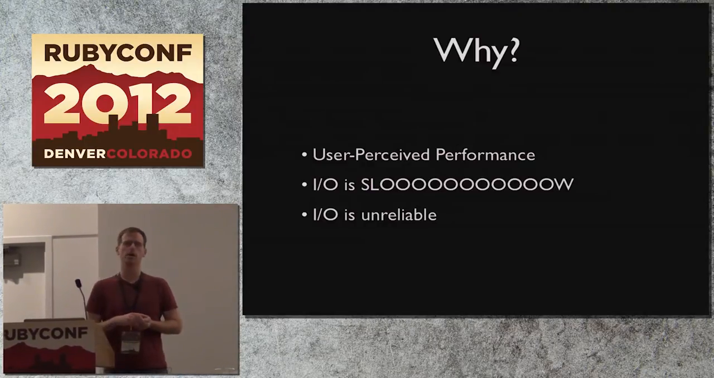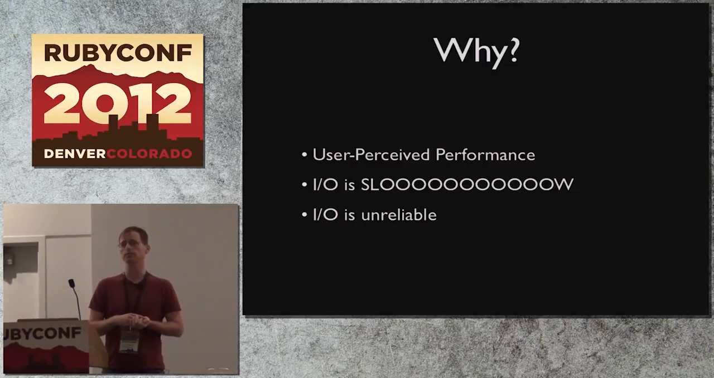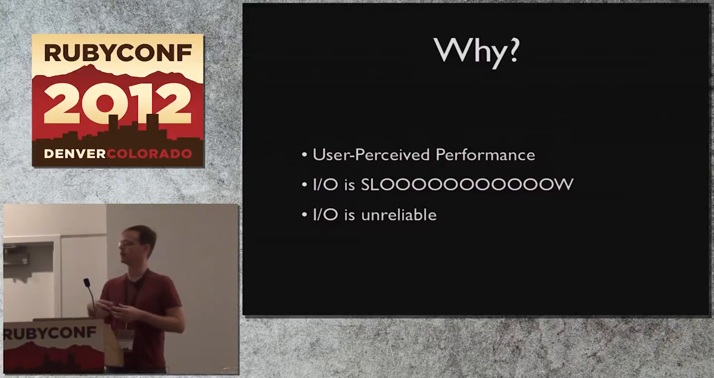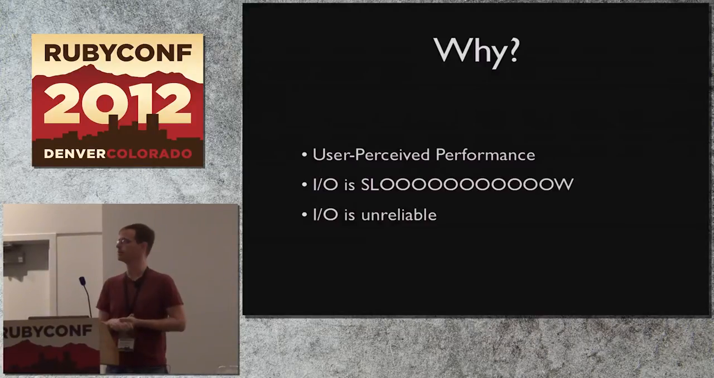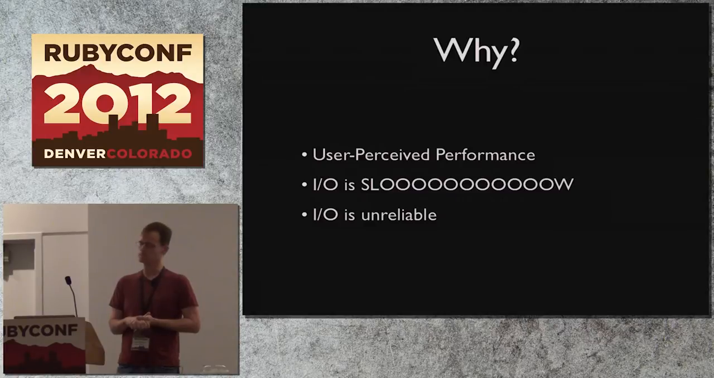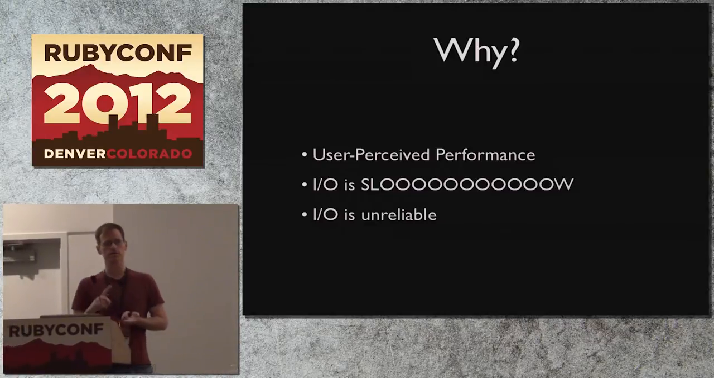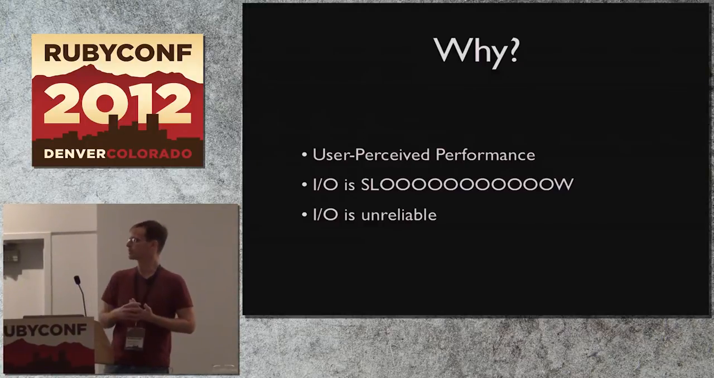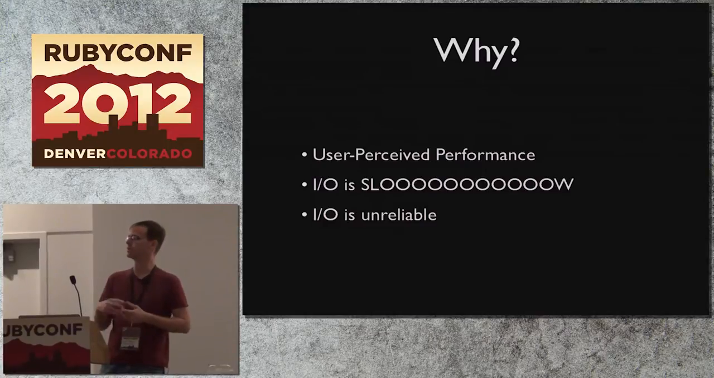The other reason is that modern I/O is very slow. It's orders of magnitude slower than RAM. So anywhere where we do I/O, we can spin it off into the background and save a lot of time and save the user a lot of impatience. And also, I/O is unreliable. Disks die all the time. The network dies all the time. So it's a good thing if we can do this in the background in a way that's repeatable, where we can retry if things fail.